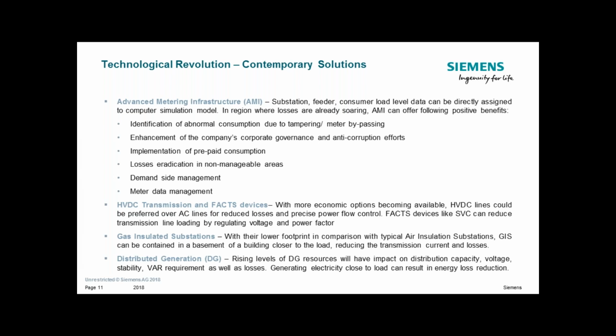Then for the transmission circuit, you can employ HVDC transmission, which has lower transmission losses, and FACTS devices like SVCs, which can regulate the power factor and consequently the reactive power in the transmission circuit. Then you can use gas insulated substations, which have a lower footprint and can be contained in the basement of a building, so that the transmission can be done closer to the load. Then you can also use distributed generation, meaning generating electricity closer to the load, so that the electricity does not have to travel a long distance from the generator to the load, which would cause losses in the system.